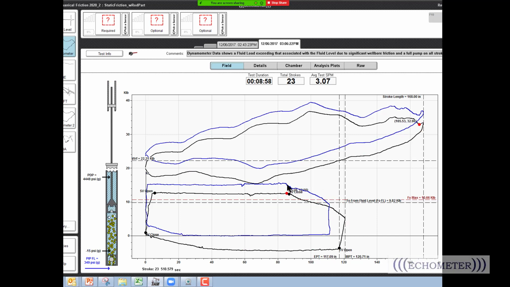And this shape here, that shape there, that slope right there, all of those slopes are created by the wave equation trying to calculate that friction from the dog leg at 1,350 feet down at the pump. And that's where that's coming from. Does anybody have any questions or comments about that?